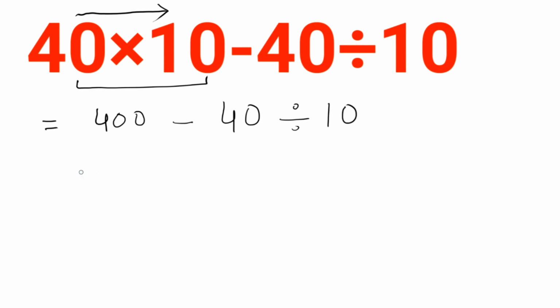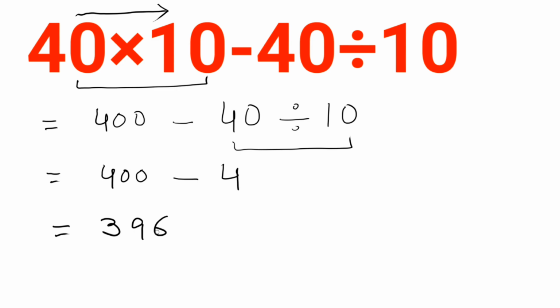10. Now according to PEMDAS, we have to divide. And finally subtraction. So it will become 400 minus 40 divided by 10. It will become 4. So 400 minus 4 is equal to 396, which is our answer.